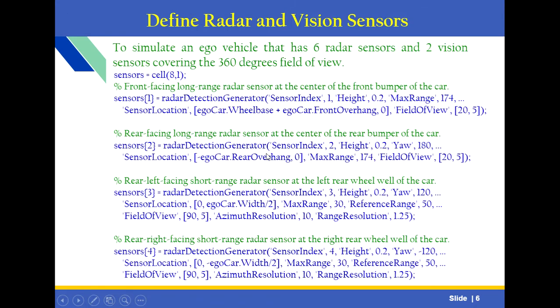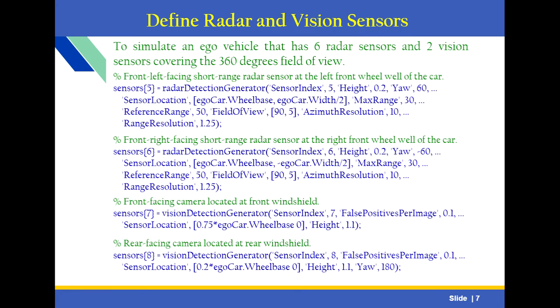The next step is to simulate an ego vehicle that has 6 radar sensors and 2 vision sensors covering a 360 degree field of view. These are the sensors. First, a front facing long range radar sensor at the center of the front bumper of the car. Then front facing, rear facing, rear left and rear right. In this manner we placed 4 radar sensors here.